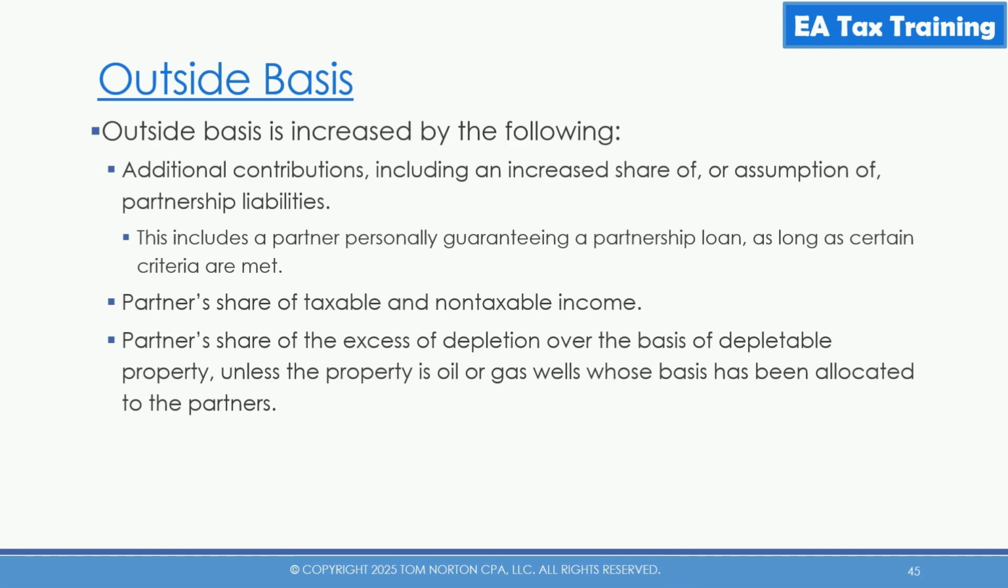Then the partner's share of taxable and non-taxable income increases basis. So they are going to have income flow through to them on the K-1, some of it taxable, potentially some of it non-taxable. Either way, that increases their outside basis. And then the partner's share of the excess of depletion over the basis of depletable property, unless it's oil or gas wells. So for the exam, just remember excess depletion increases basis unless it is oil or gas properties.